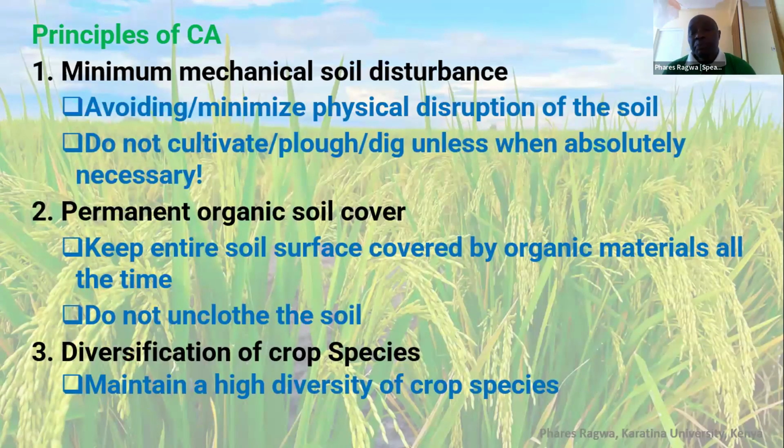So let us look at the principles of conservation agriculture. Conservation agriculture is based on 3 basic principles. One is the minimum mechanical disturbance of the soil. Don't disturb the soil. Leave the soil in its natural state as much as possible. And how do you do this? By making sure that unless it is absolutely necessary, you avoid tilling the soil. You avoid cultivating the soil. You only do this when it is absolutely necessary. And that is why we use the term minimum.